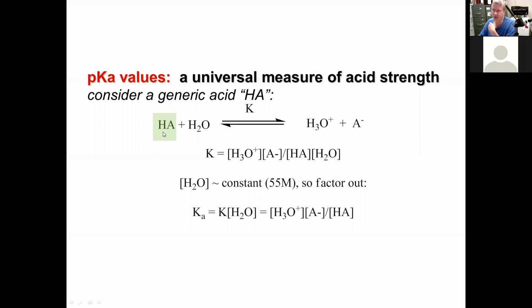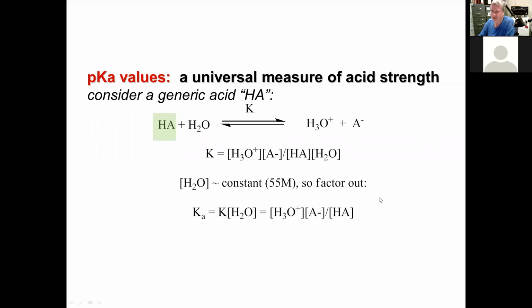So when we say HA, we mean an acid. It could be acetic acid or benzoic acid or any acid. When you consider an acid, you imagine it dissolved in water, and the equilibrium that would form: water would take the proton and give you H3O plus and A minus. The equilibrium is products over reactants, H3O plus times A minus divided by HA and water. Water's a constant, so it factors out. So Ka is H3O plus times A minus divided by HA.